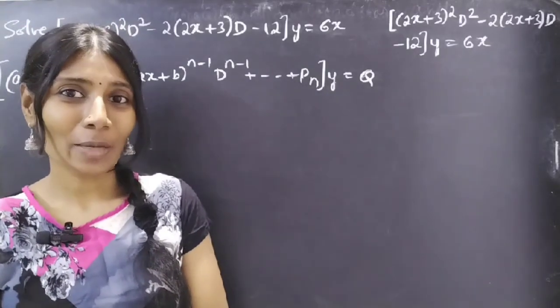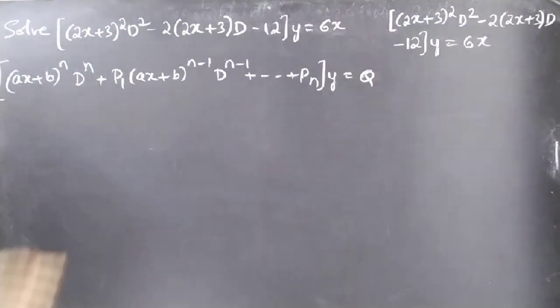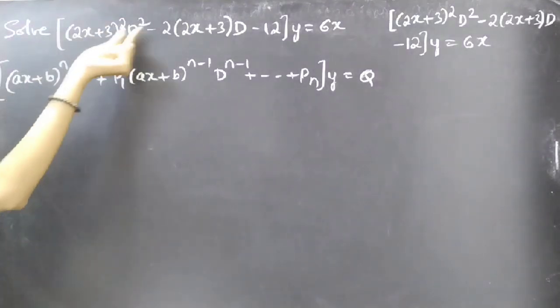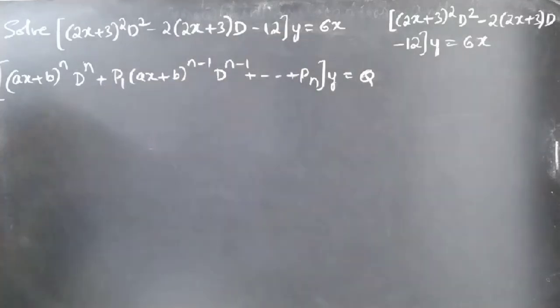In this video, we're going to see a problem from Legendre's equation. So let's get going. Problem: solve (2x + 3)² d² − 2(2x + 3) d − 12y = 6x.